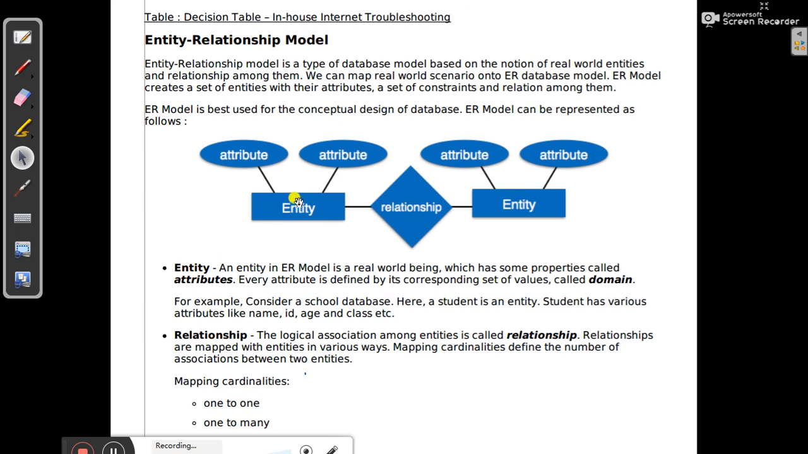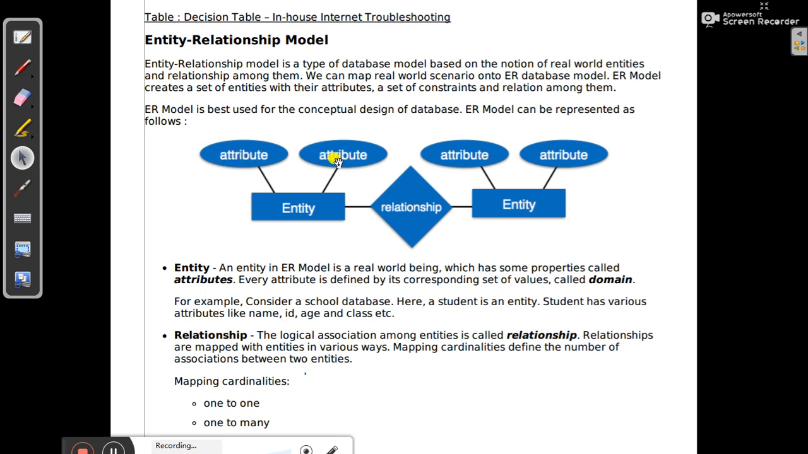Here different types of symbols can be used. Like here, entity. This is the entity, same as in a data flow diagram. And there will be attributes. For every entity there will be attributes. Suppose you want to build a table in a database. You need to create some attributes of the table.